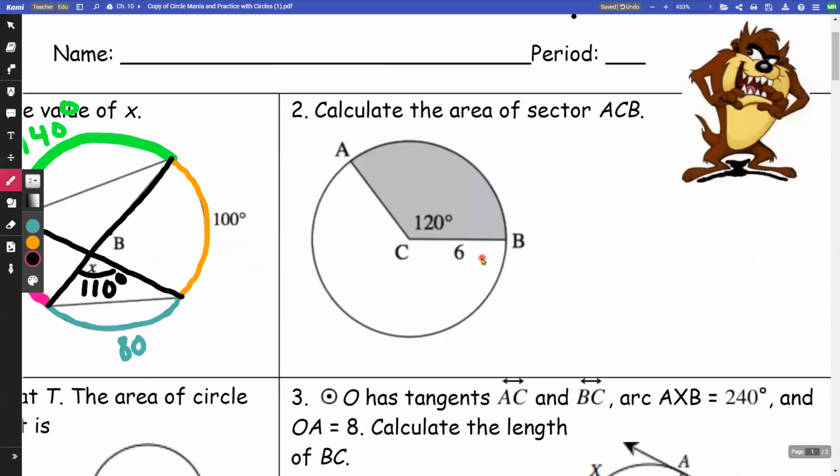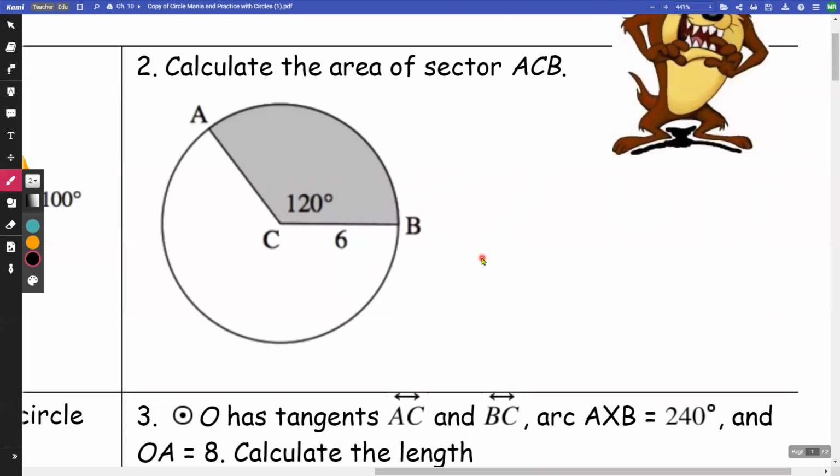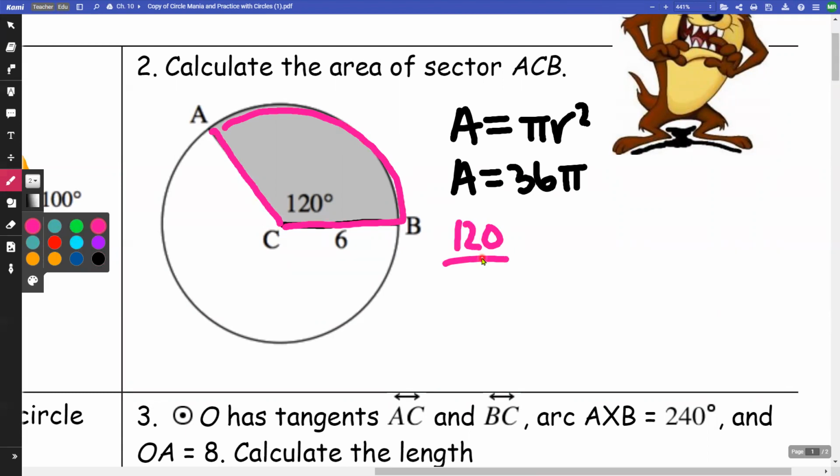On number 2, in this situation, we're trying to find the area of the sector. We know that the radius is 6, and so we know that the area of a circle is pi r squared. So the whole entire circle would have an area of 36 pi, but I don't have the whole circle. I only have this portion, which is 120 degrees out of 360 degrees. And I'm going to times that with 36 pi.